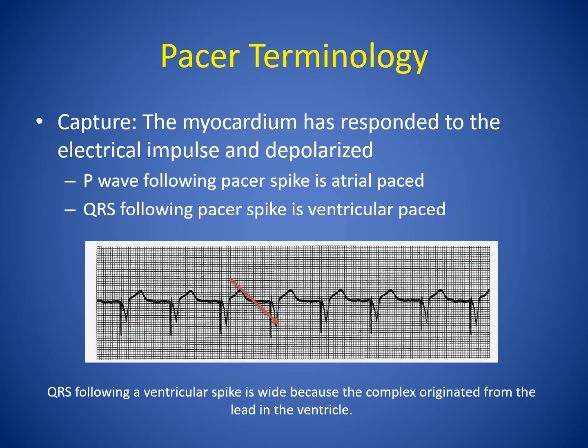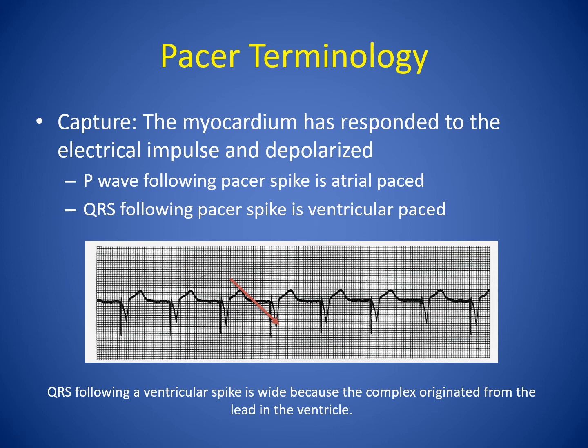So capture is a QRS following a ventricular spike. It is wide because the complex originates from the lead in the ventricle, and again, just like the patient's own beat, if it started in the ventricle, it's going to take time to go from cell to cell to cell to cell to cause both ventricles to depolarize.